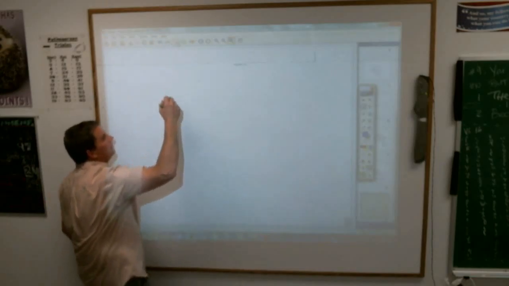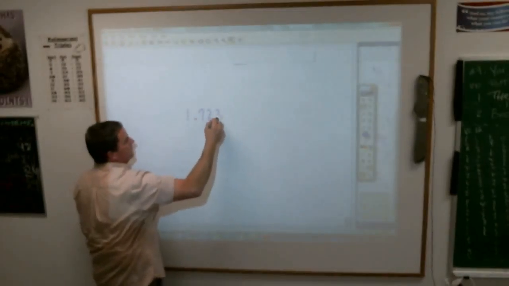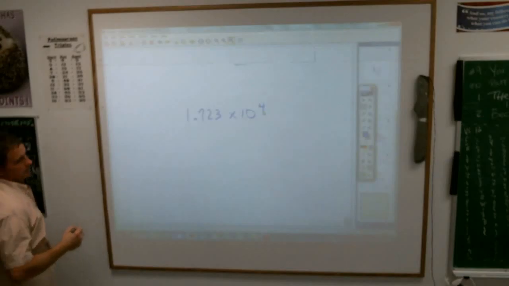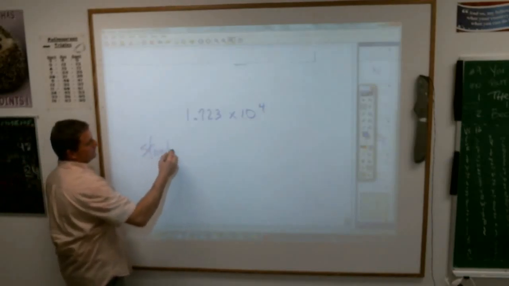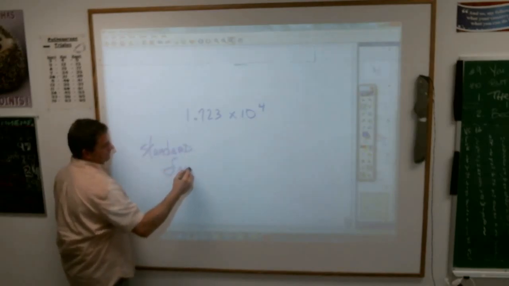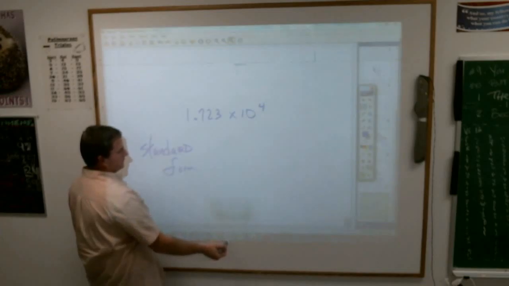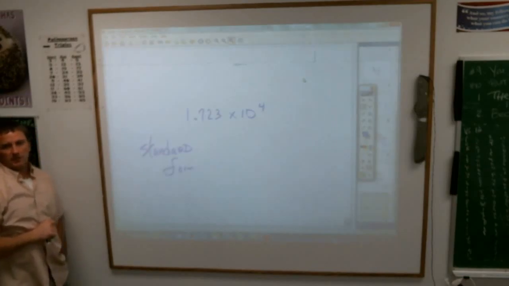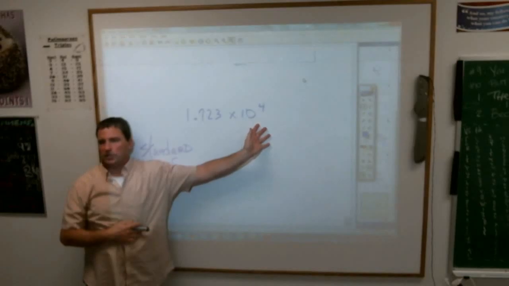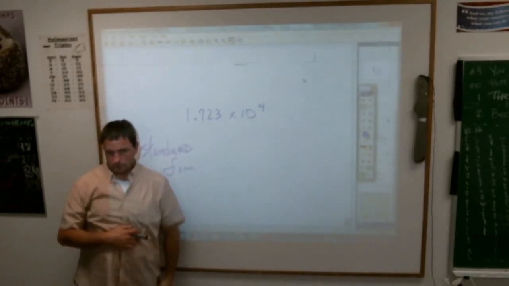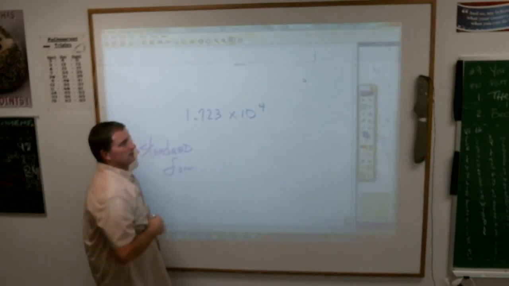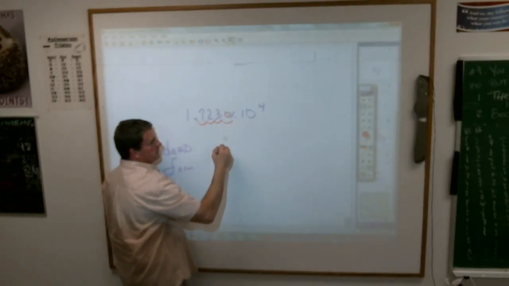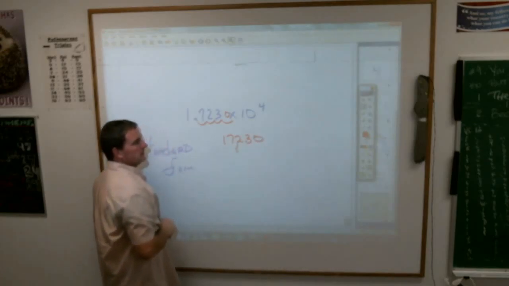Another one you say, of course. Another one. 1.723 times 10 to the 4th power. And I asked you to change that into standard form. Again, you don't just add 4 zeros after it and call it a day. It's about moving the decimal 4 places. Okay, Brian, you end up with? 17,230. Correct. Because you're going to go 1, 2, 3. You need to add a 0 in there, so it's 17,230.